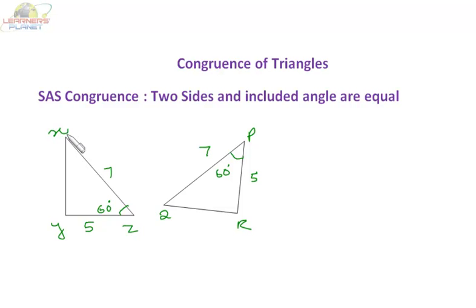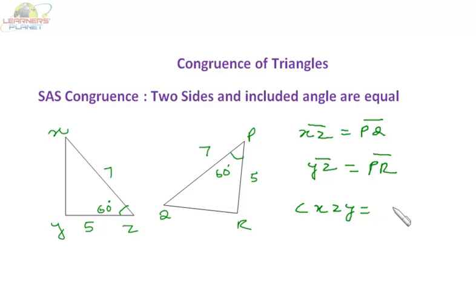Here the length of the line segment XZ is equal to the length of line segment PQ. I just write it over here. XZ is equal to PQ. Then the length of YZ is equal to length of PR. Now the included angle between these two sides, that is XZ and YZ, is 60 degree. And in this case also the included angle of these two sides, that is PQ and PR, is also 60 degree. So I just can write angle XZY is equal to angle QPR. So these three conditions, if they are fulfilled, these two triangles can be called as congruent.